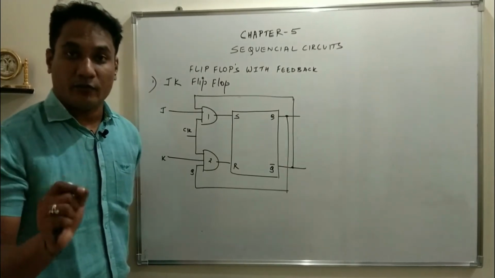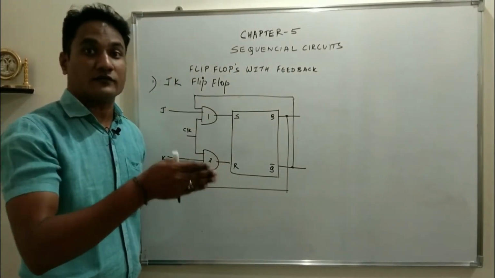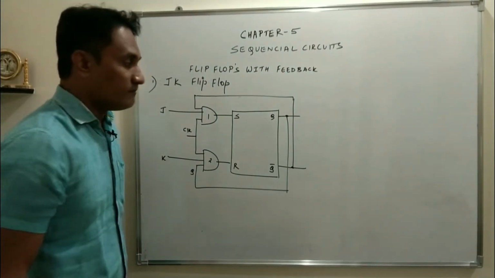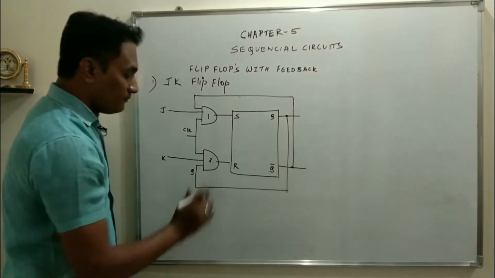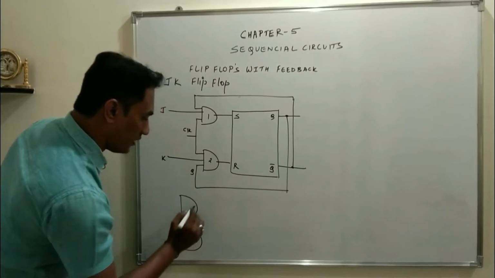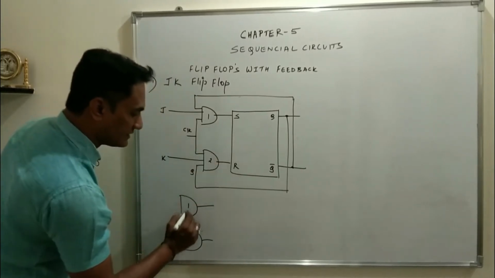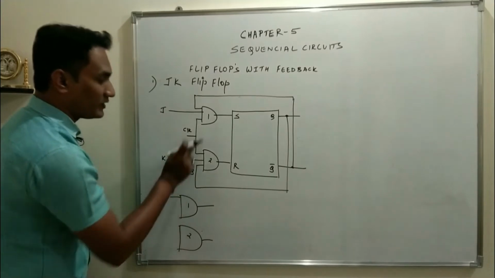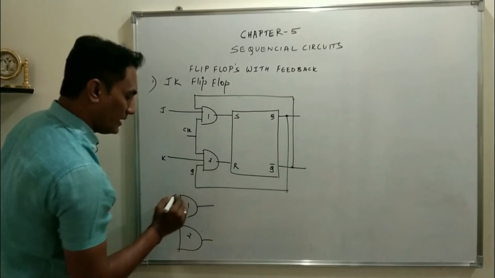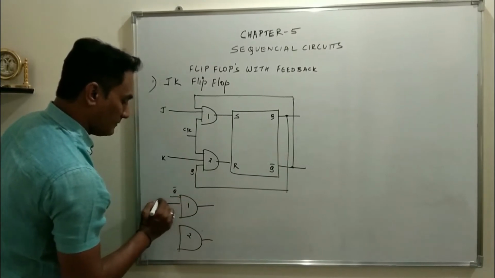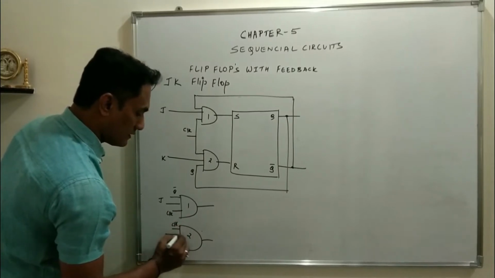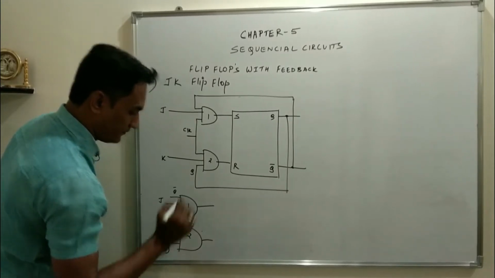This is a very, very important flip-flop, because we are going to use this type of flip-flop to design counters and shift registers. So let us try to understand the working. I'll explain the operation by drawing these AND gates. What is the input for the AND gate? For the first AND gate, the inputs are Q bar, J and clock. Here it will be clock, K and Q.